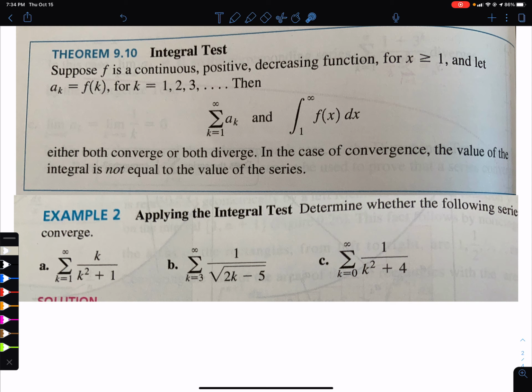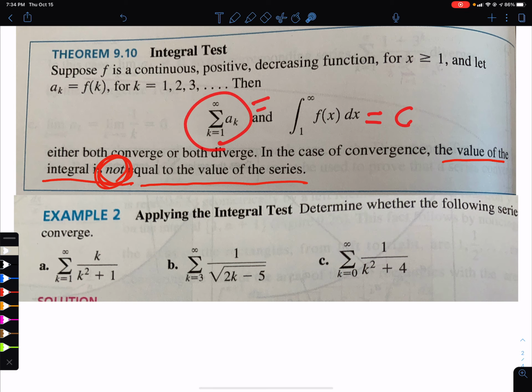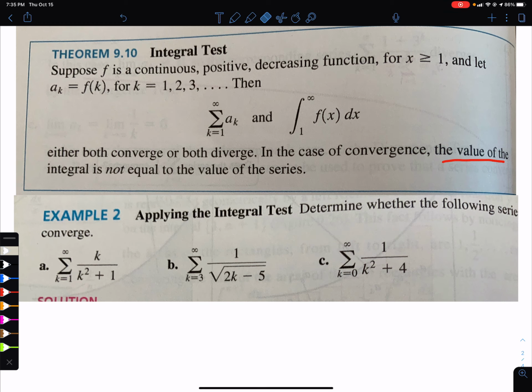In the case of convergence, this is huge, I'm going to underline this: the value of the integral is not equal to the value of the series. So just because you find this equal to some number c doesn't mean the series adds up to c. Very important. In fact, you can figure out if this is bigger than that or smaller than that. There's ways to do that. But don't assume that this integral is equal to the sum of that series.